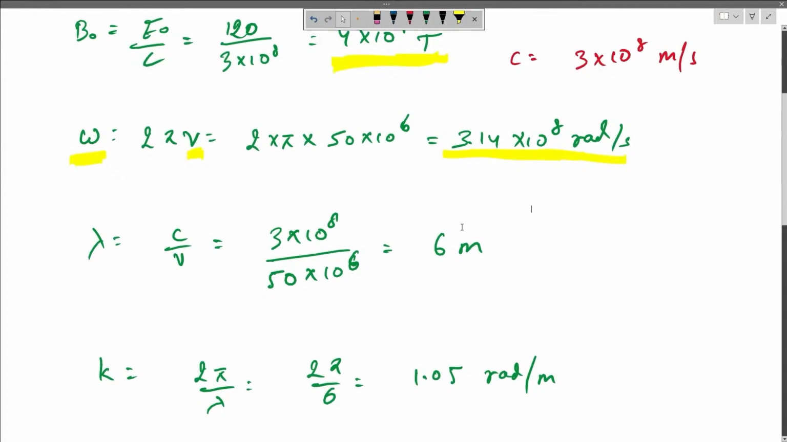For wavelength, we know that the formula is the speed of the electromagnetic wave divided by the frequency. After substituting the values, we will get the value of 6 meters. So this is the wavelength. For wave number, we know that it is 2 pi by lambda, the wavelength. So after substituting the values, we will get a value of 1.05 radians per meter. So this is the wave number.